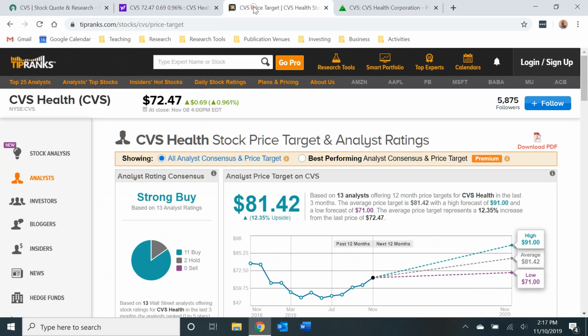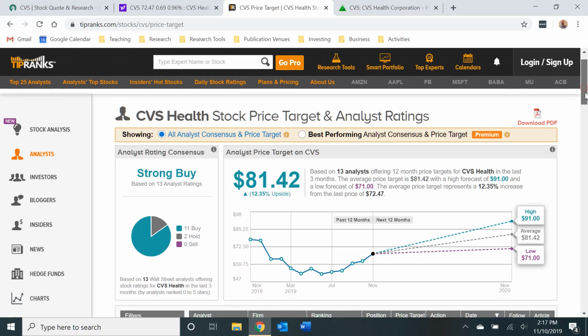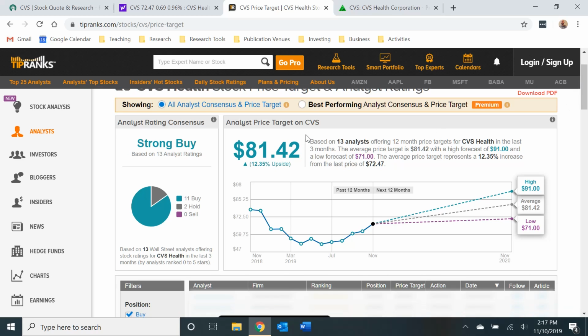Another tool that you can use is TipRanks.com. Come here, you type in the search box the ticker that you want, CVS, and it will pull up this summary page that gives you the summary analyst price target for the stock. This is what analysts think CVS is worth. This is the average price target from analysts.